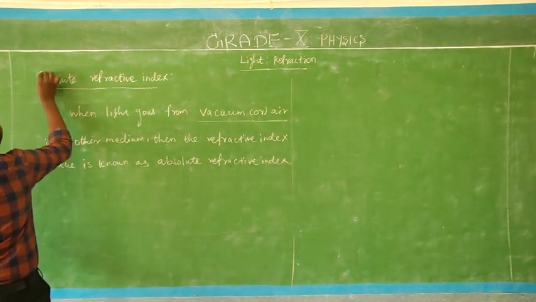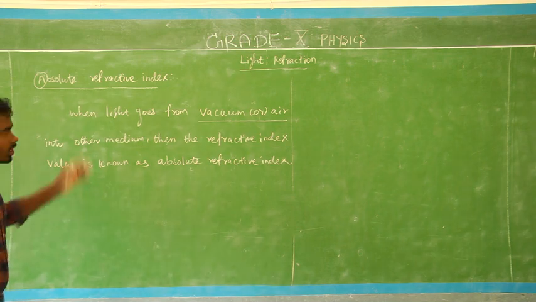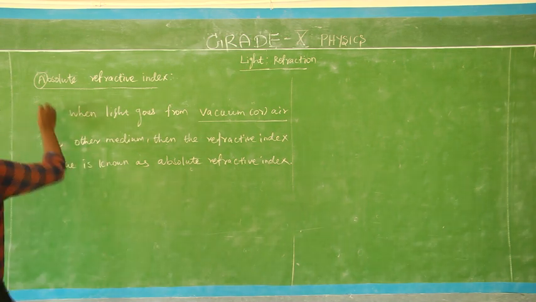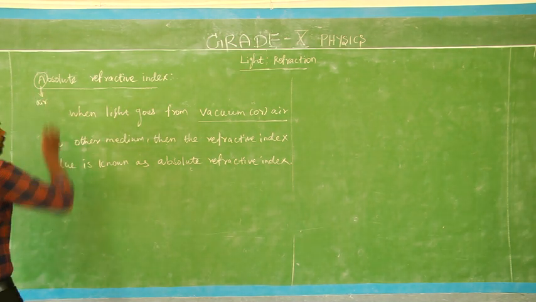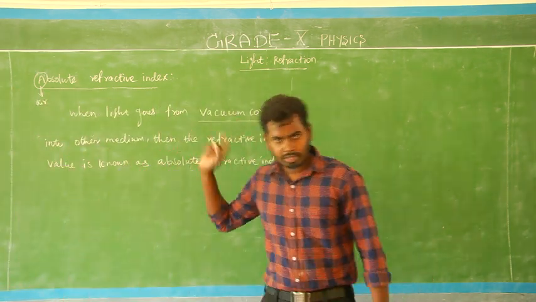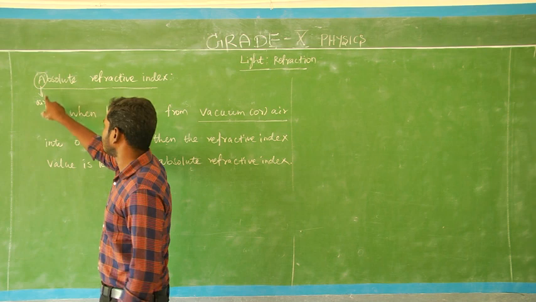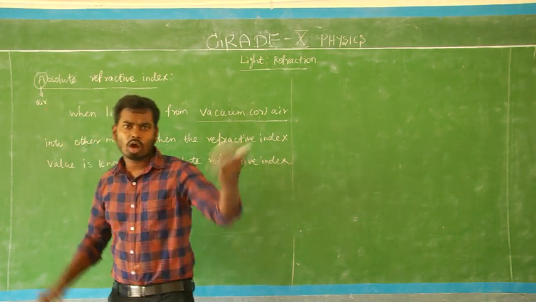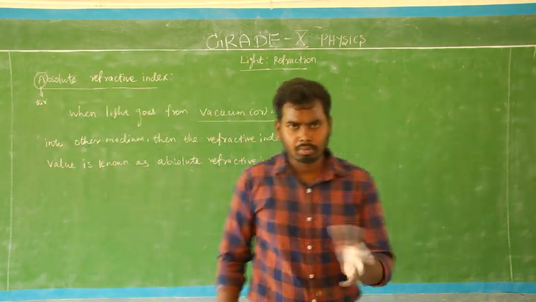First letter, what is that? A. In absolute refractive index, first letter A. A means it denotes air. So light goes from air to another medium. You can easily keep it in mind. This is a short term method. So A means air, so light goes from air to another medium, isn't it? Very simple.